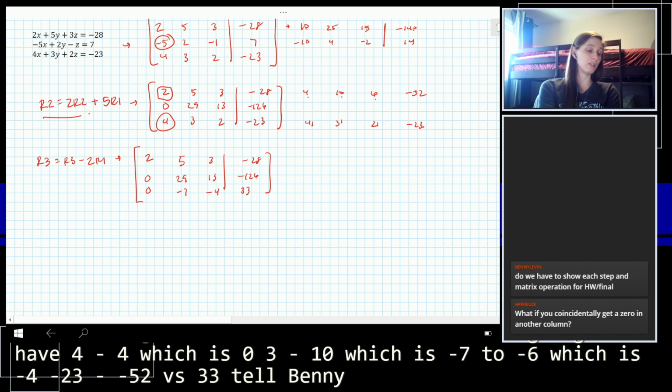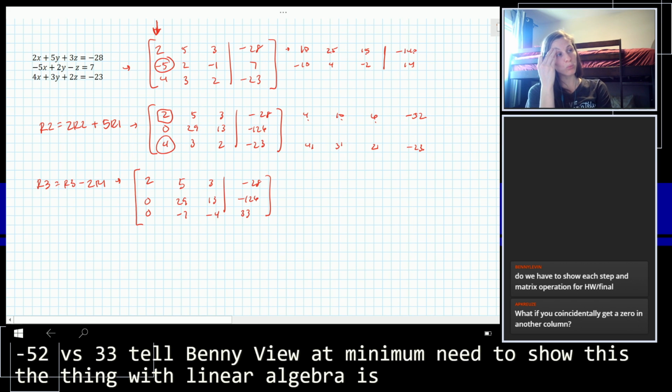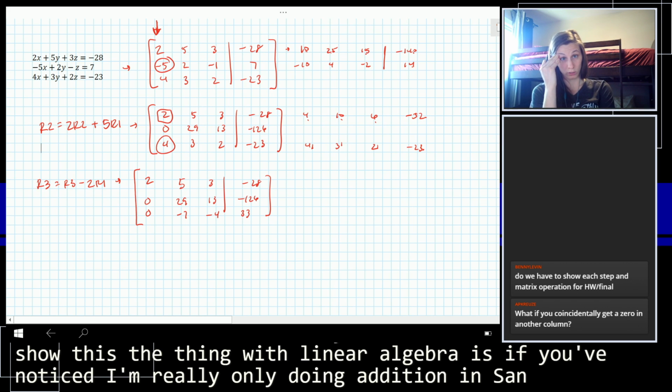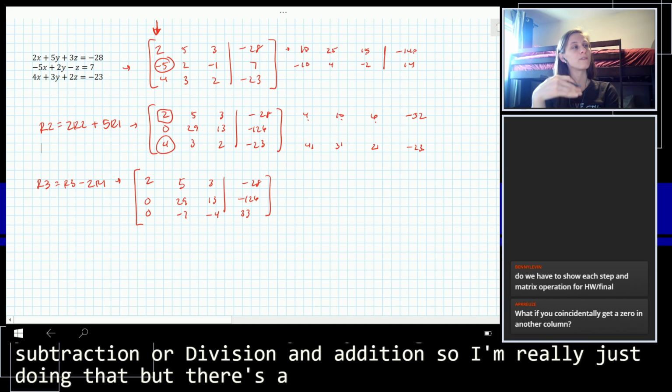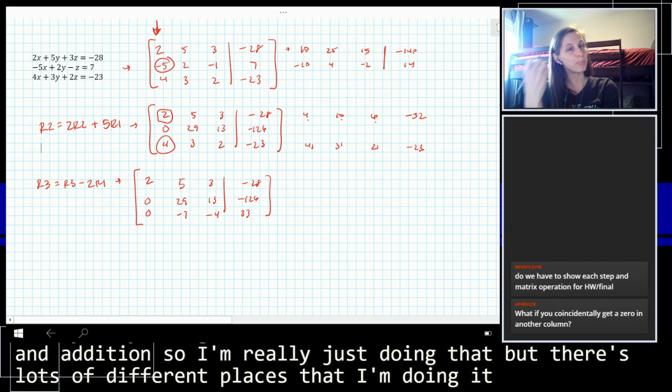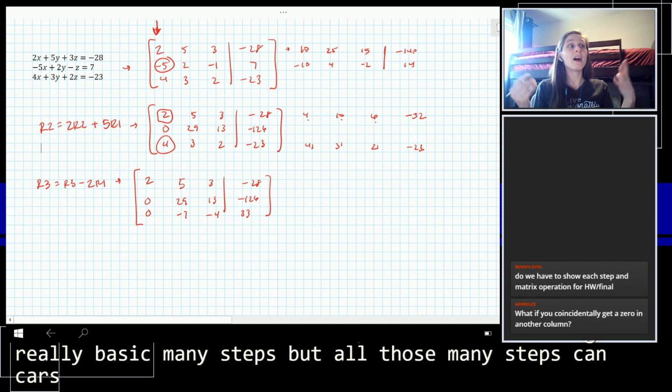you at minimum need to show this. The thing with linear algebra is, if you've noticed, I'm really only doing addition and subtraction. Or division and addition. So I'm really just doing that. But there's lots of different places that I'm doing it. It's really basic mini steps, but all those mini steps can cause lots of errors.